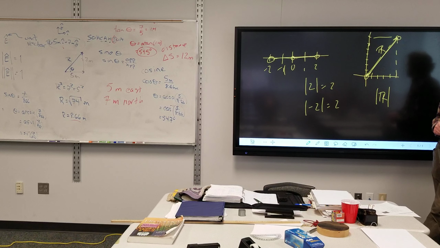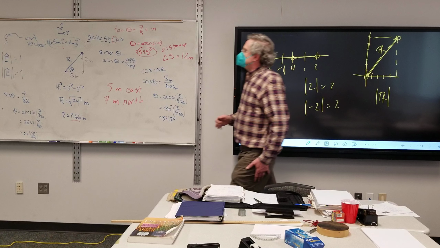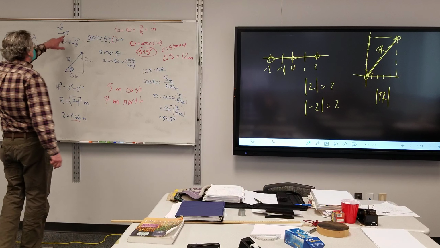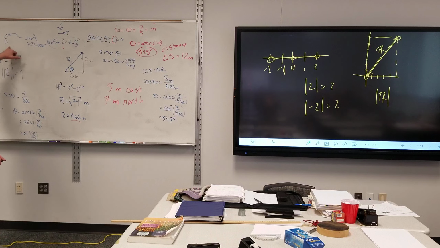Other questions? Or follow-up questions? Or even the same question? So the absolute value of the resultant would be 8.66, but why are the magnitudes specifically 1 for the 2 directions? The magnitude is specifically 1? You mean, like, for e, why is that 1? Because unit vectors have magnitude 1.